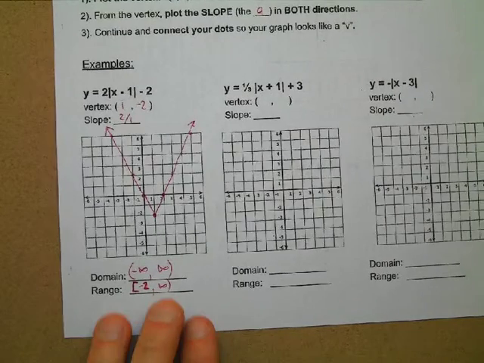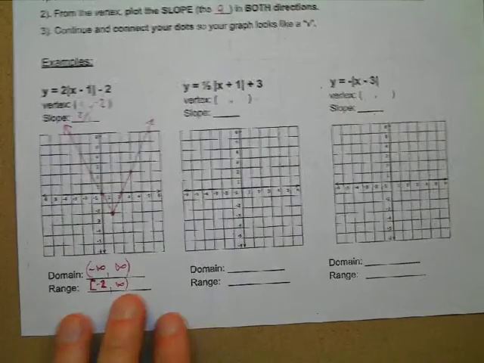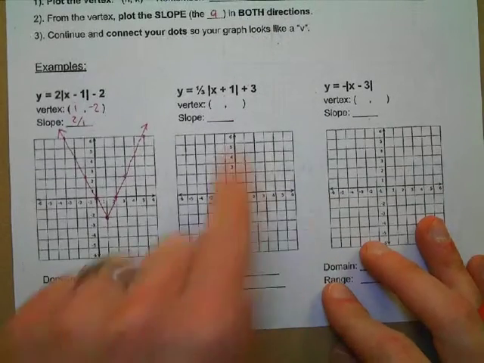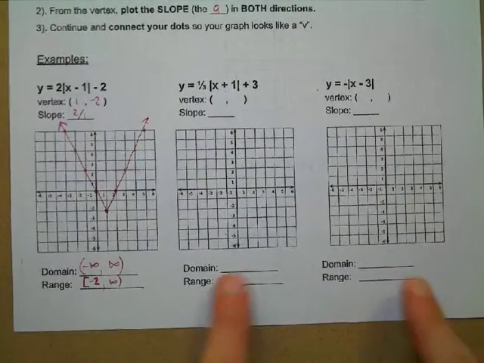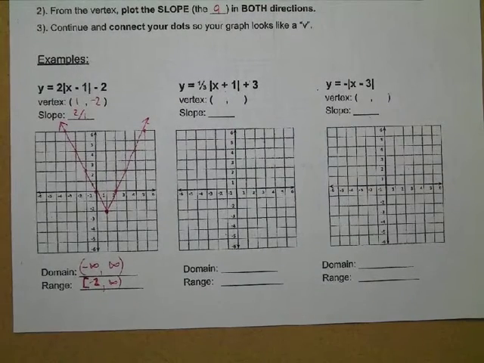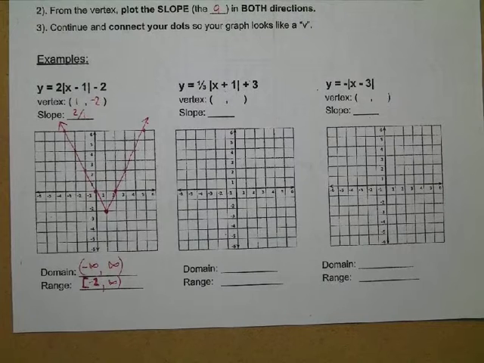All right, so here's what I want you guys to do. Go ahead and try the next two here. Come up with the vertex, the slope, graph it. Vertex, slope, graph it. And then tell me the domain and range. Okay? After you do these two, we'll go over them and I'll show you how you can graph these on your graphing calculator.